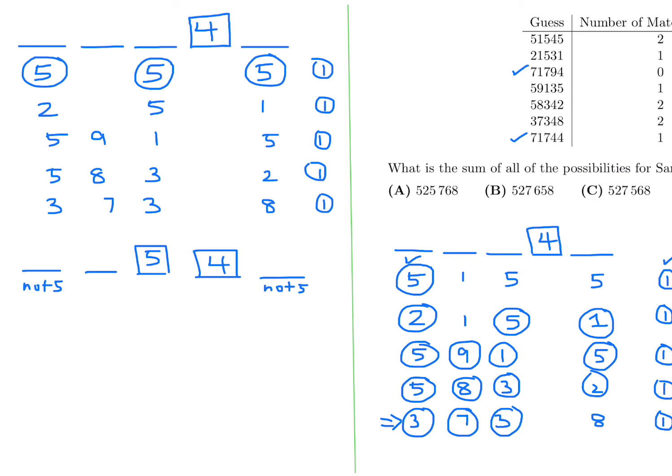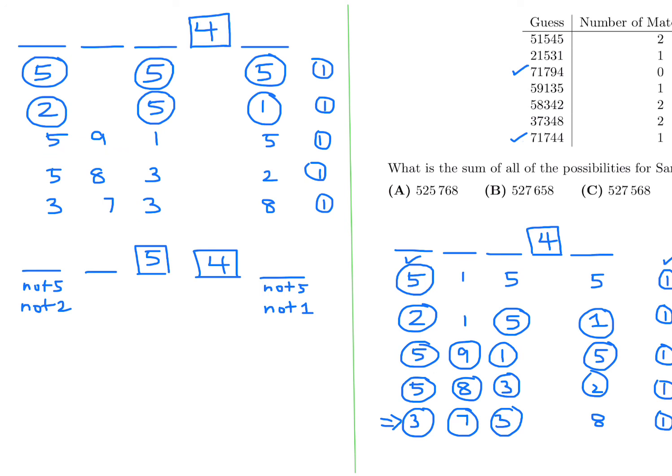2. Can 2 be the first digit? Perhaps, but 5 has already been selected as being the correct third digit. So that means this cannot be a 2. So that's the only way this can work. And therefore this cannot be a 1. All right. Now, next one.